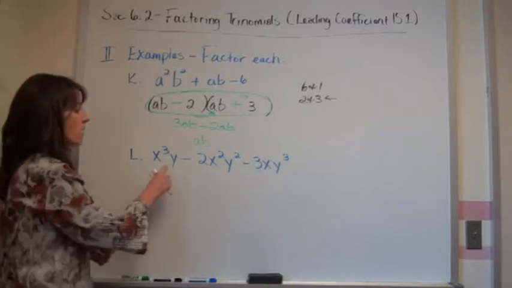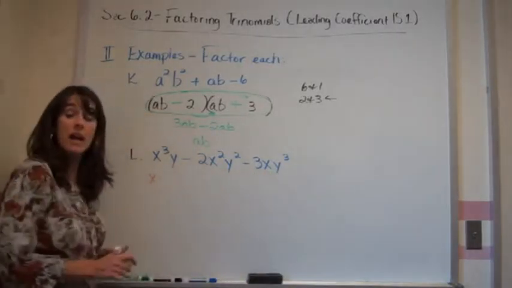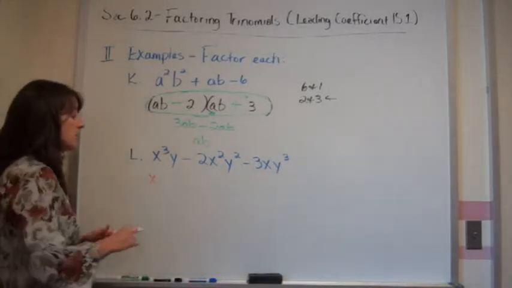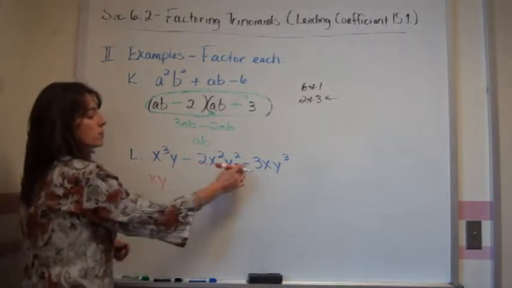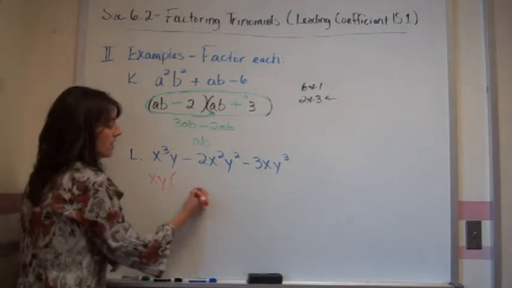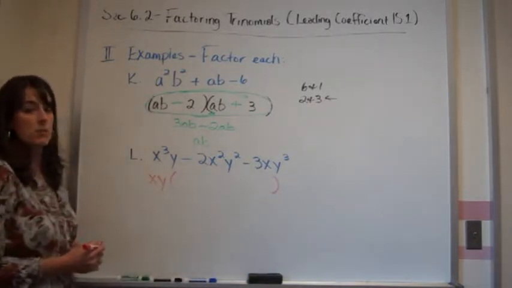Take a look at the y's. Y to the first, y to the second, y to the third. Yeah, I can take a y out of all of them. And the biggest y that I can take out is a y to the first. Coefficient of 1, 2, and 3, no coefficients that I can divide out. So I'm going to write down in the parentheses what's left.